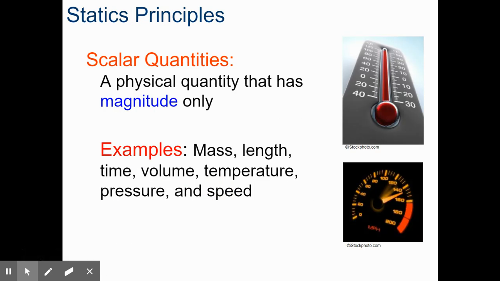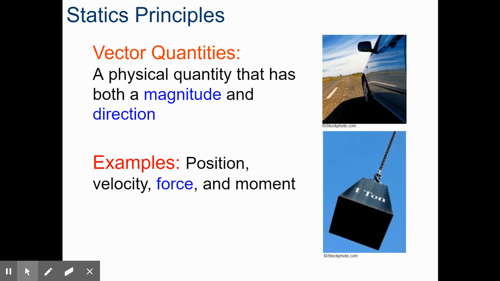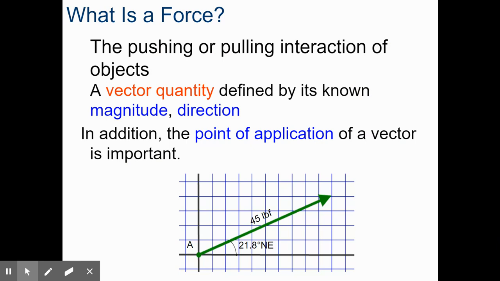All right, then we have scalar quantities, and they're a physical quantity that has magnitude only: mass, length, time, volume, temperature, pressure, speed. Those are scalar. And then we have vector quantities, which have a physical quantity that has both a magnitude and direction. Examples: position, velocity, force, and moment.